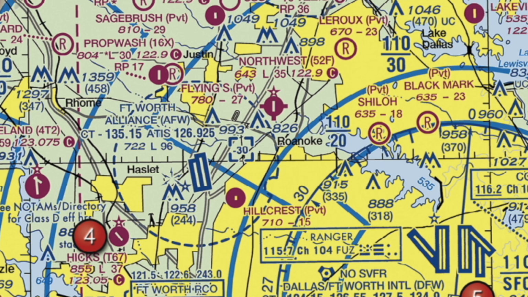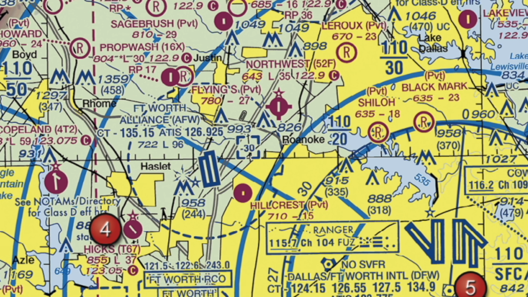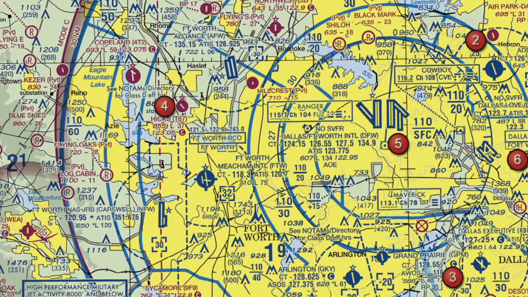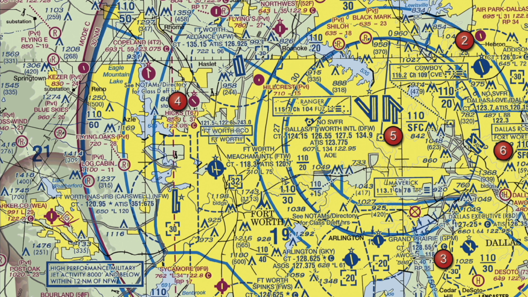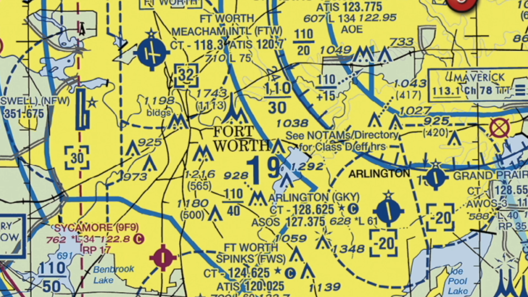Now, you can't see it on this chart here, but as I zoom out, you can follow that layer all the way down to where you see it says 110/40. That is the correct layer of Class B airspace that is directly over Fort Worth Alliance AFW.